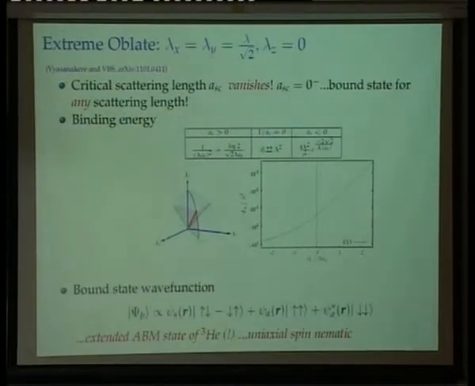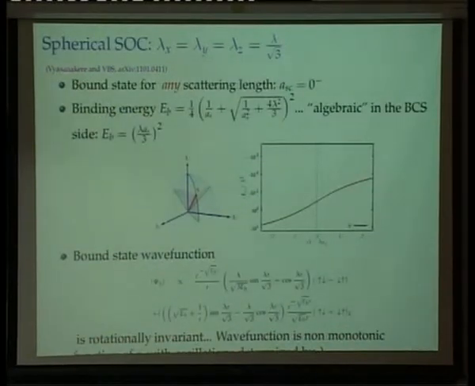And here is another interesting part. This bound state has, again, two pieces, the singlet piece and the triplet piece. And the triplet piece now has the nematicity of the ABM state of helium-3. All right. Let me go to the spherical case.